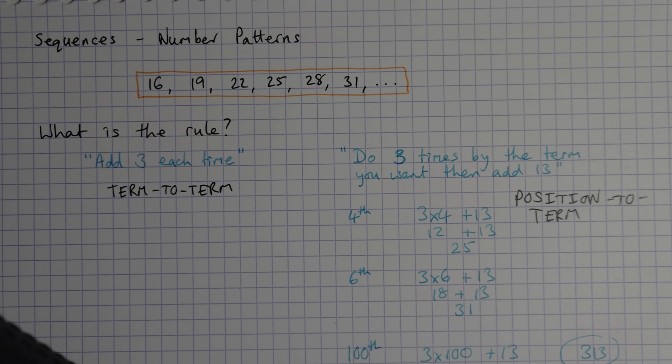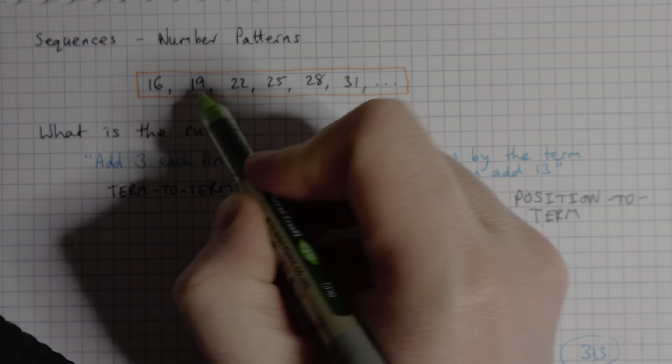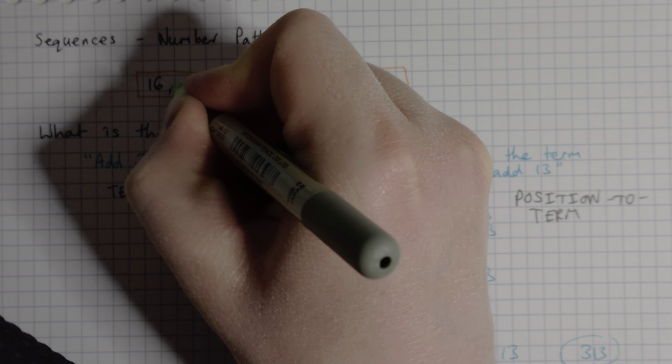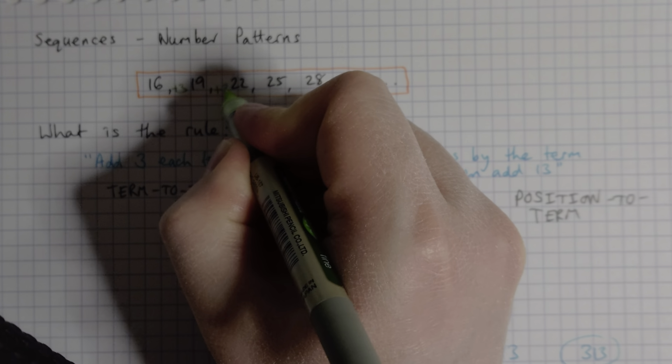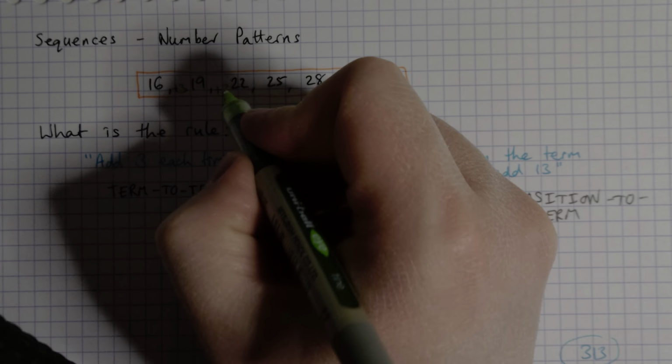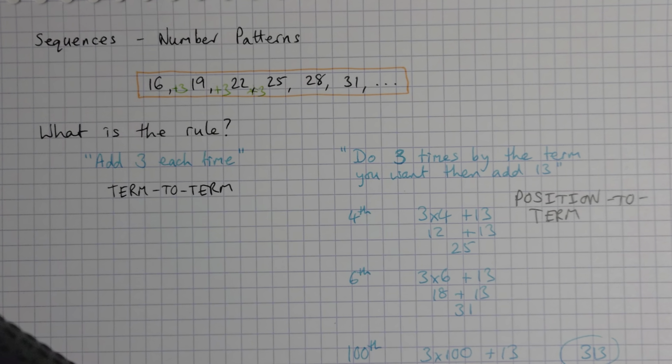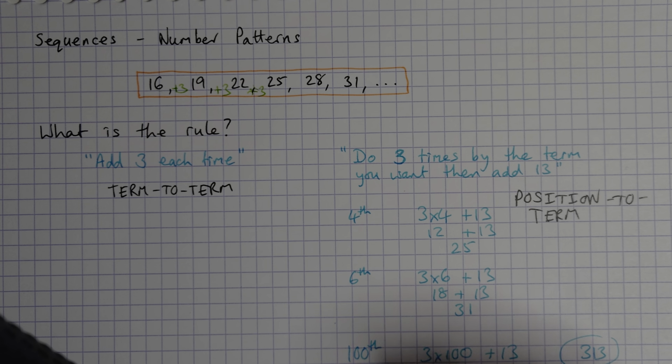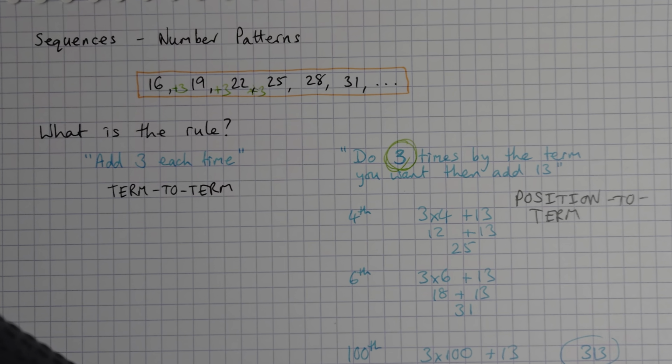It was not totally random. Notice in this sequence, it was going up by 3 each time. So 16 add 3 is 19, 19 add 3 is 22, 22 add 3 is 25. So it's going up by 3 each time. Okay, do 3 times blah, blah, blah.